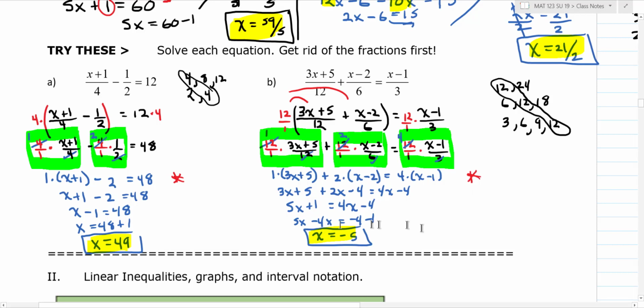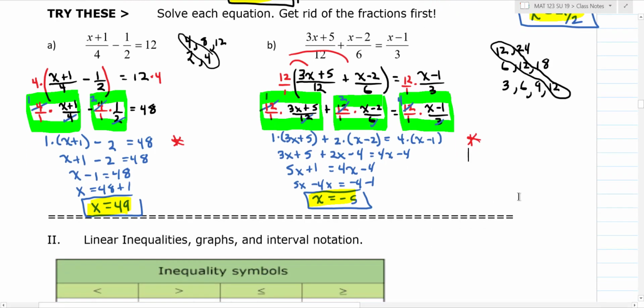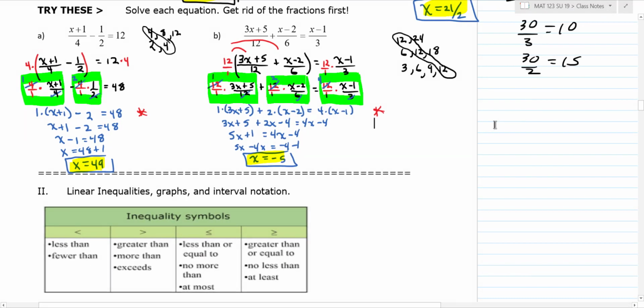So I distributed, did the distributive property, collected like terms. Then I moved the 4x and moved the 1. So I ended up getting x equals negative 5. Okay. So you can do it that way. So it doesn't matter what you multiply by as long as it gets rid of the fraction. What I'm going to do, before I close off this video, is go ahead and show you how this would work.